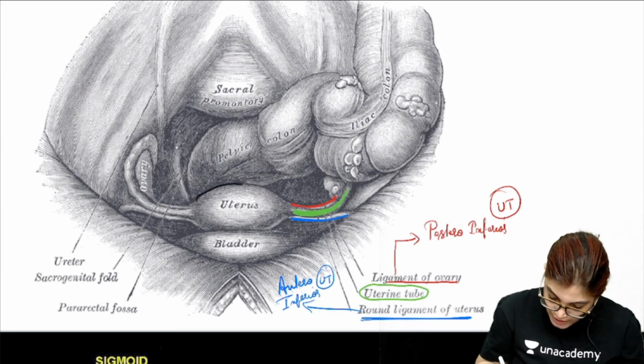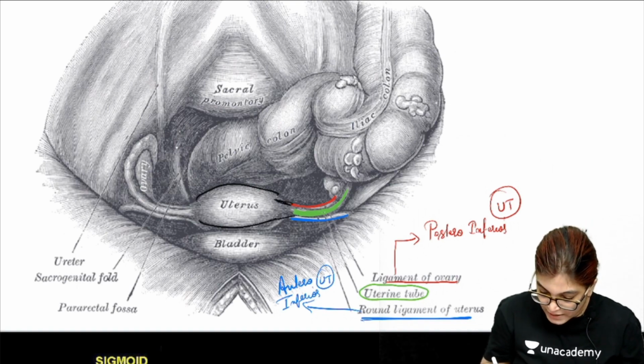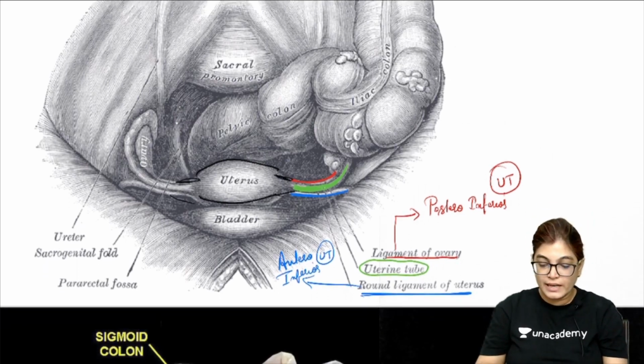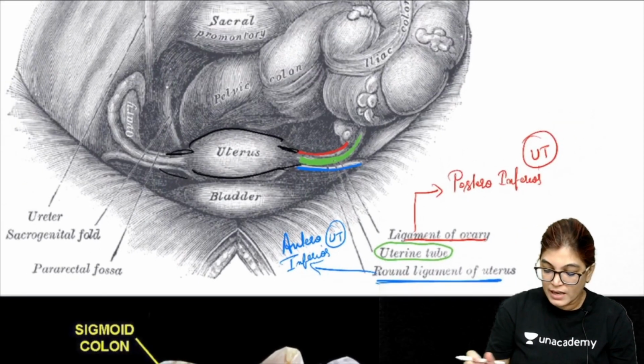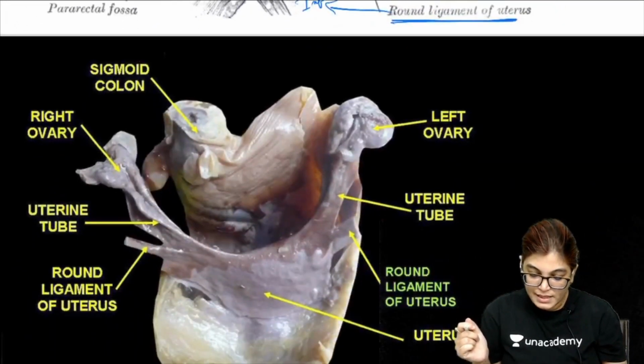So you are seeing the outline of the uterus, and from the lateral aspect these structures are emerging. And what are the relations on the lateral aspect? This is shown here and highlighted. Now let's see one more image.